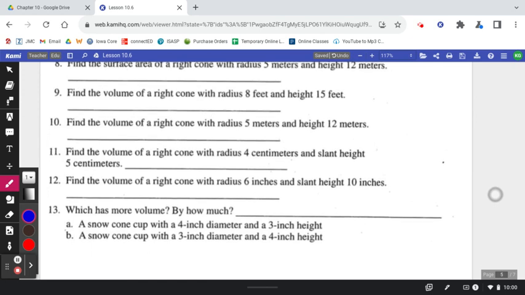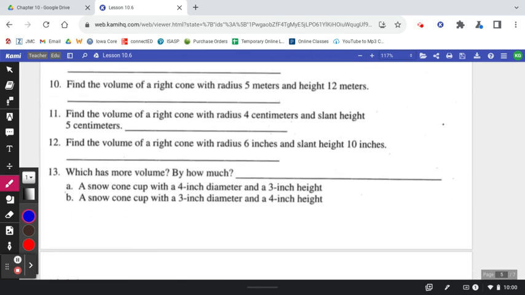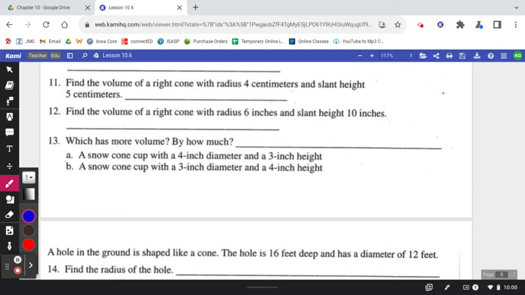All right. I think we kind of got those. You can do those together if you need to. We can skip down to these word problems.